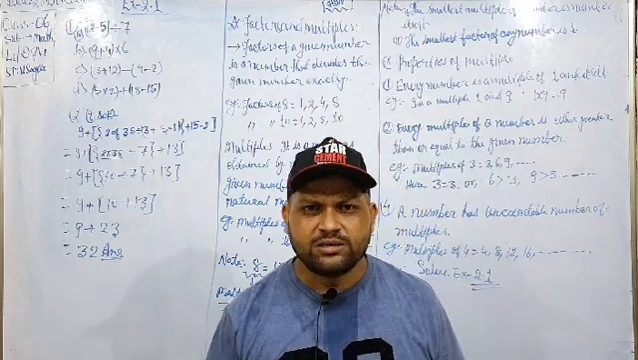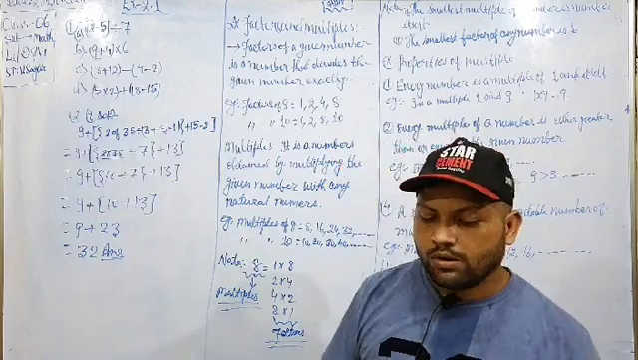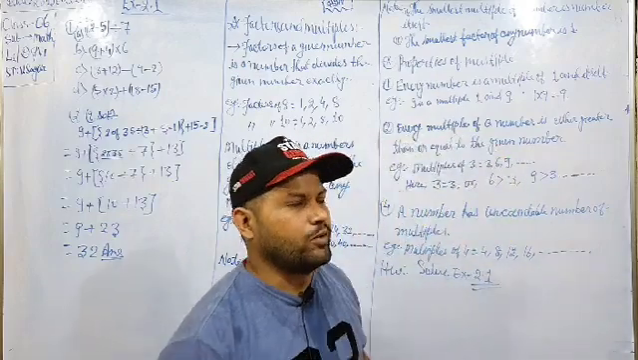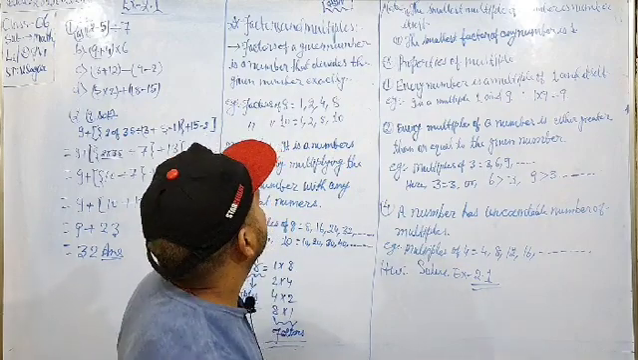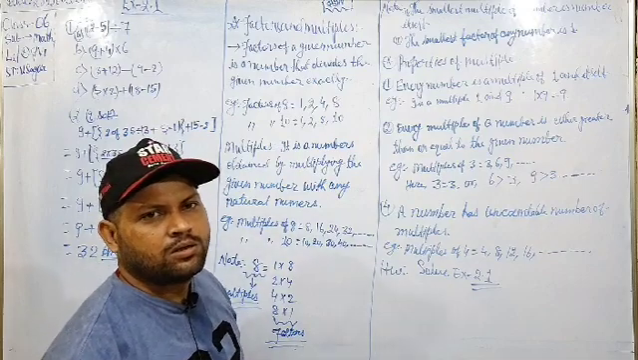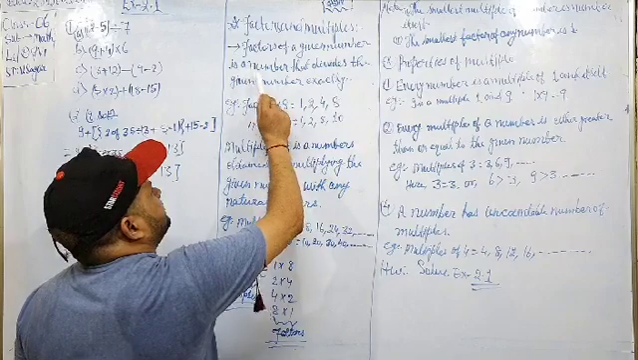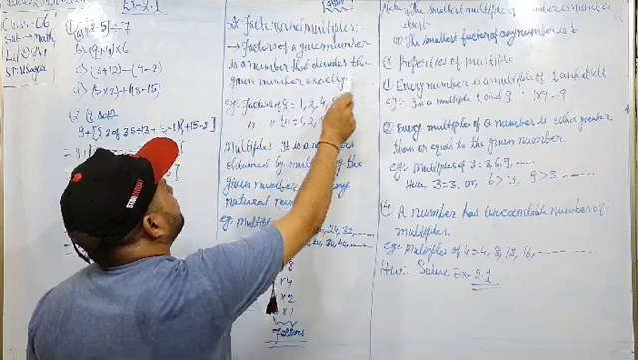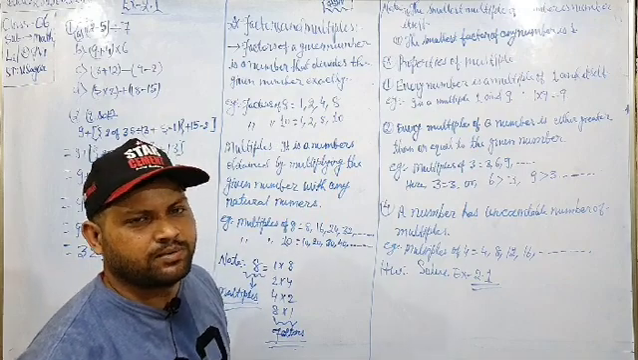Please understand these things. Now here I am going to explain what are factors and multiples. As we know, the number that divides the given number exactly is called a factor of the given number.